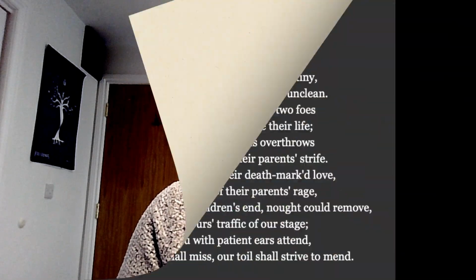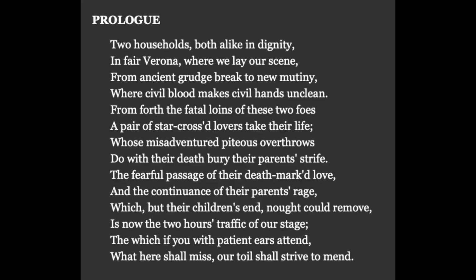So if you were a member of that early audience, you would have had an expectation watching this play that it was going to become a comedy, and actually it turns into a tragedy, which is why we have to have that speech at the start about the star-crossed lovers, so that the audience are not expecting to laugh through it.